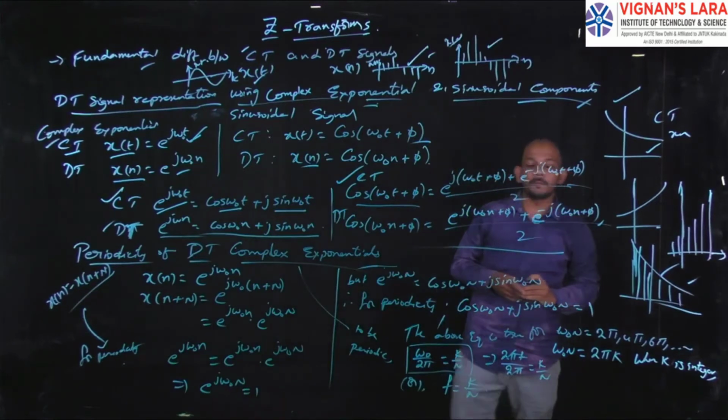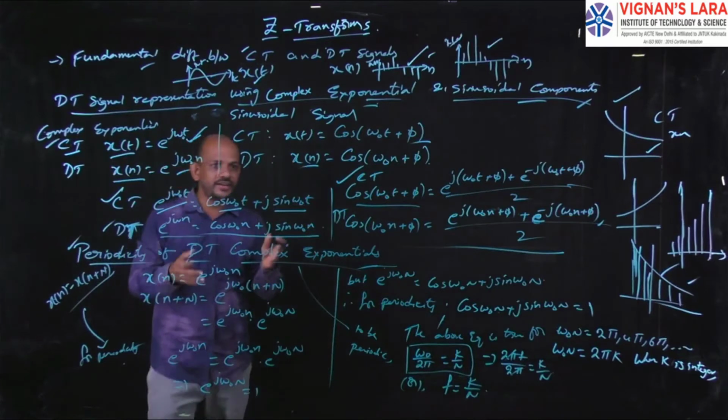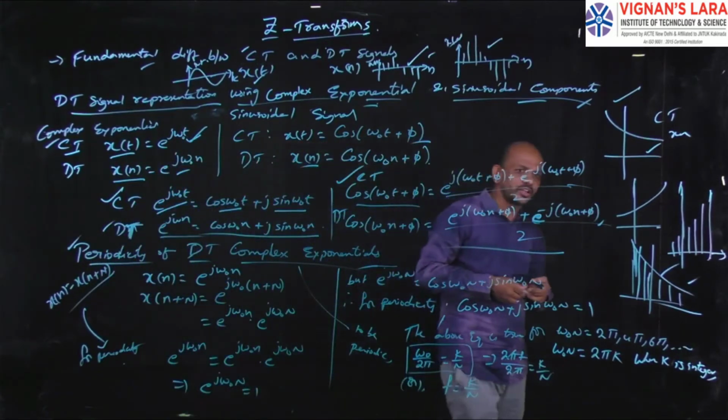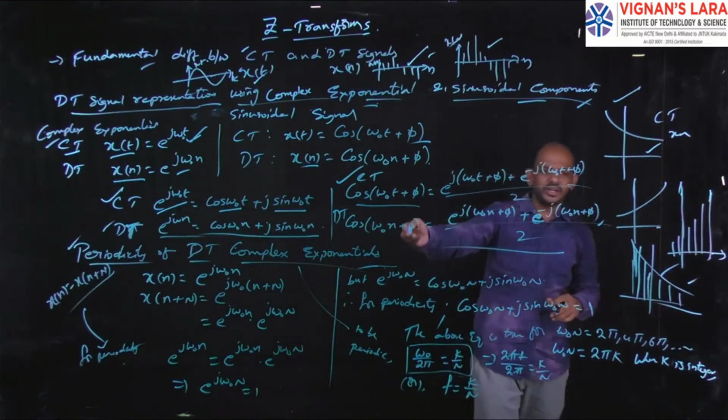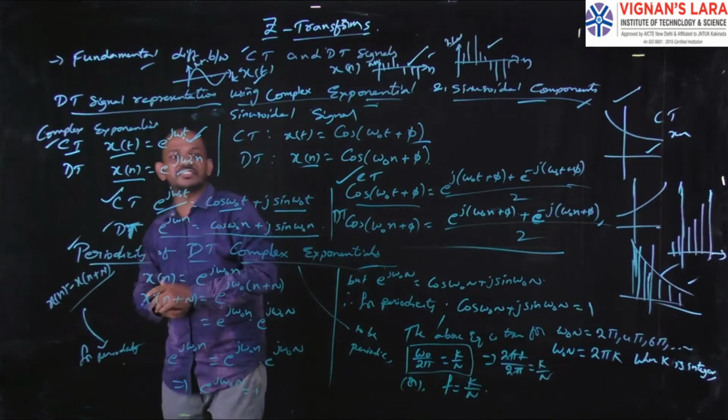Discrete time complex exponentials. Periodicity. So we have to go for the periodicity. Find what is meant by periodicity. When we say a signal is periodic, either it is continuous or discrete. So we are going with respect to discrete. First I will explain what is the periodicity with respect to continuous time signals.